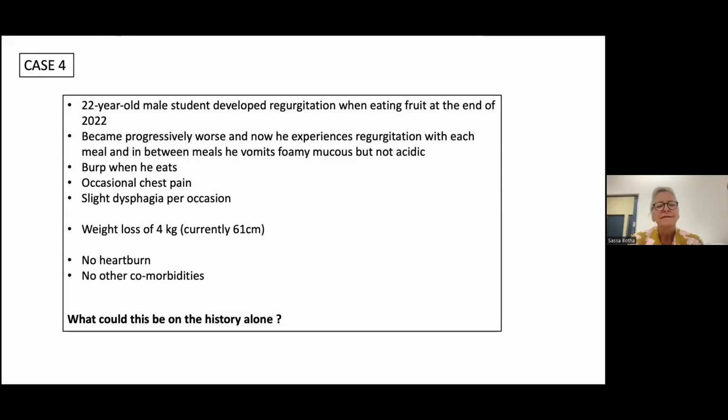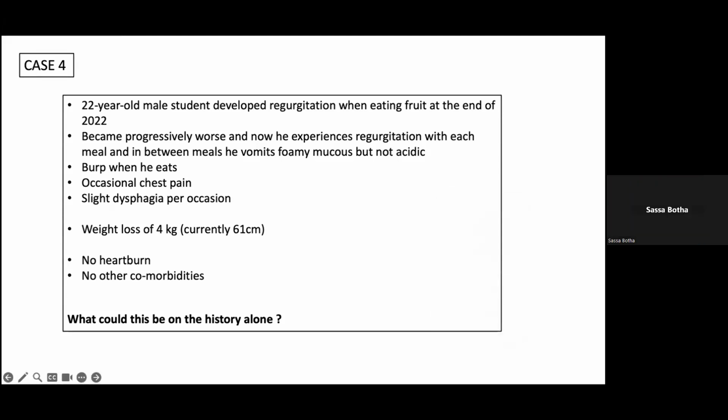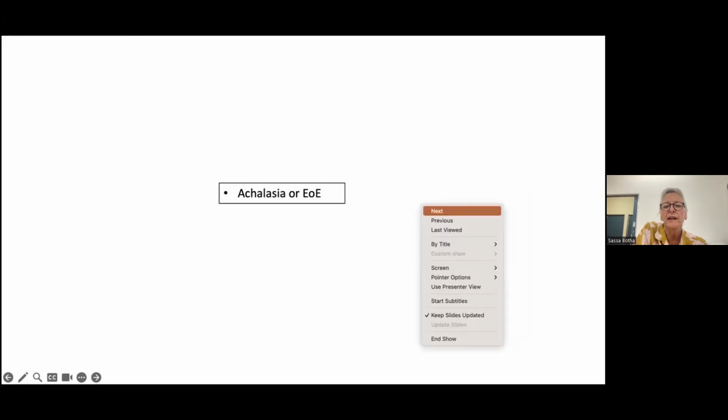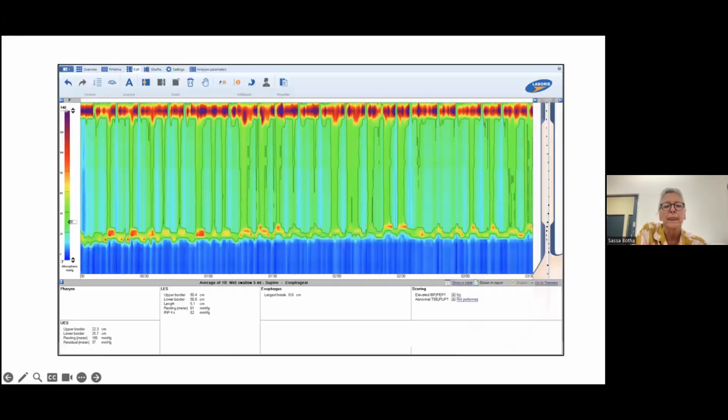One of the achalasias. Yes, that's right. And what else? If you look at the age, he's male, he's young. EOE maybe with his age. So it's EOE as well. Okay, so you've just got to think of EOE and achalasia.